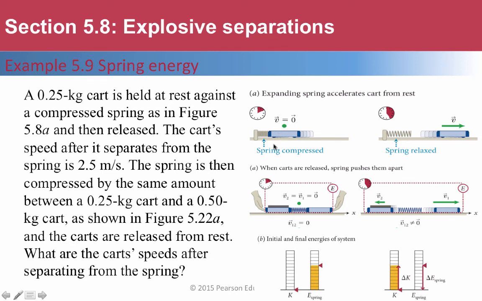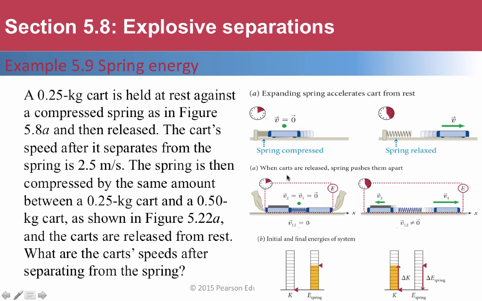Initially, we're going to have two different situations. We're going to first compress a spring using a 0.25 kilogram cart, and then let it go, and the cart's going to move. Look at the bar diagrams down here. We initially start with no kinetic energy and some compressed energy of the spring. And then all of that spring energy goes into the kinetic energy of the cart, and we have no energy left in the spring. Now we know in the problem the cart's speed after it's released, 2.5 meters per second. Therefore, we know the kinetic energy of the cart. Therefore, we know the initial internal energy of the spring.